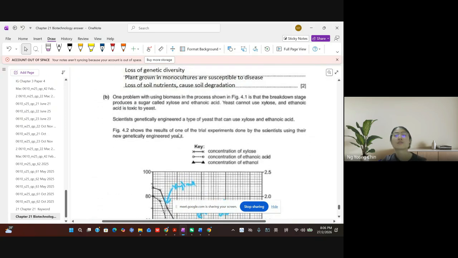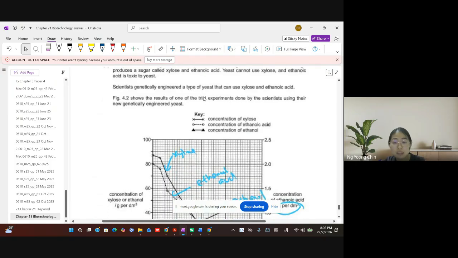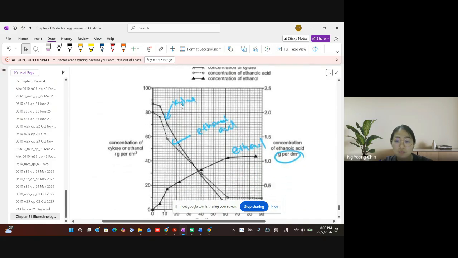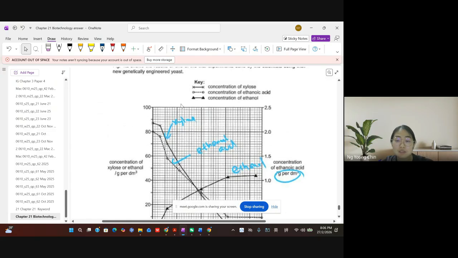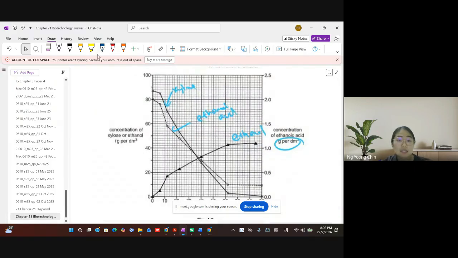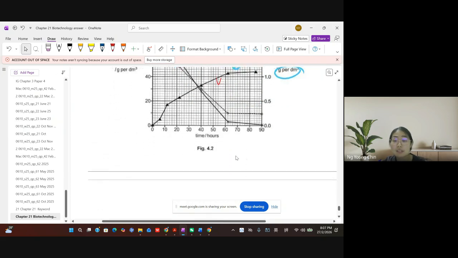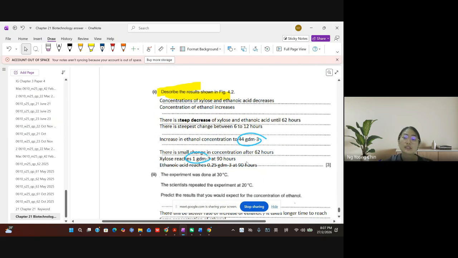And then this one, they show a graph. Okay, xylose and the ethanoic acid. The yeast cannot use the xylose, and the ethanoic acid is toxic to the yeast. And then you have these three graphs: the concentration of the xylose, the concentration of the ethanoic acid, and then the concentration of the ethanol here. See, here, here, here.